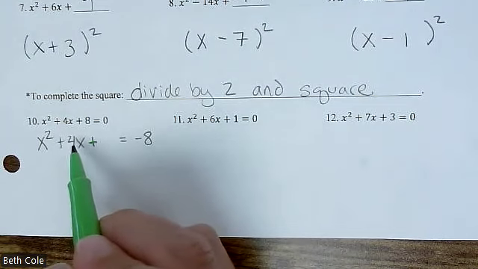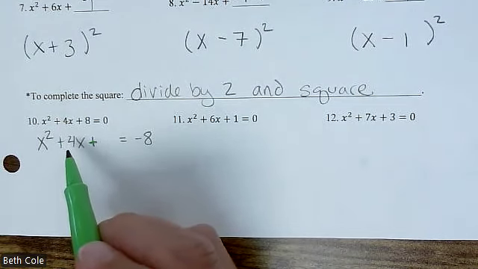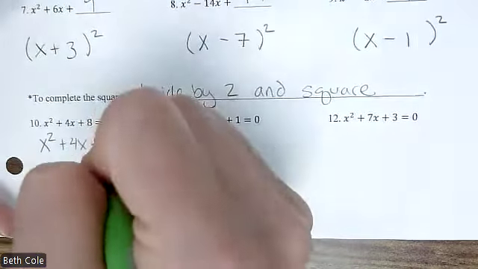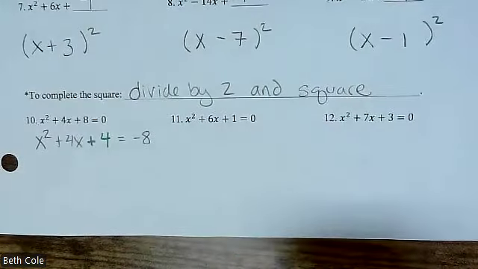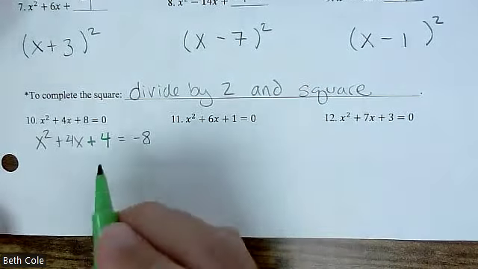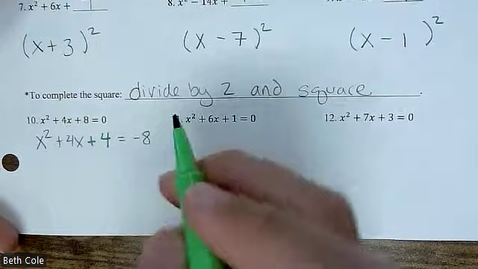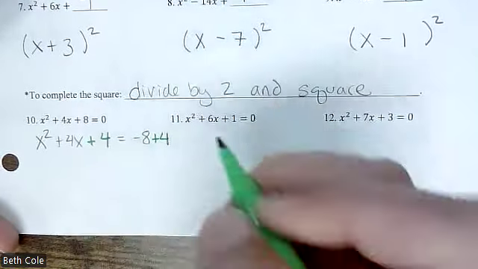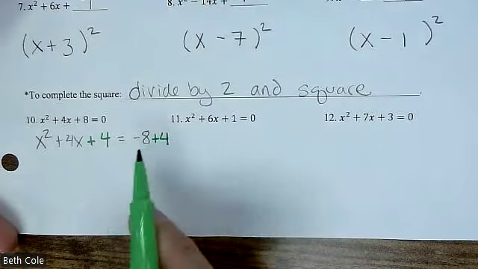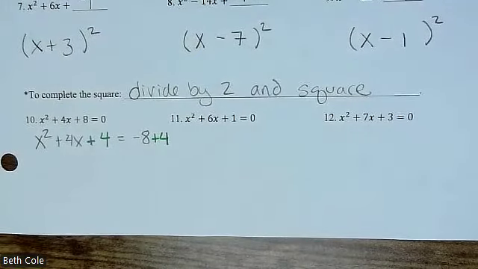You're going to take this middle number 4, you're going to divide it by 2 and square it. So weirdly, it's 4 because 4 divided by 2 is 2 and then 2 squared is 4. But look, if you added that to the left side, you have to add it to the right side. So that's what I do in a different color. If you don't want to, that's fine. We added 4 to both sides.